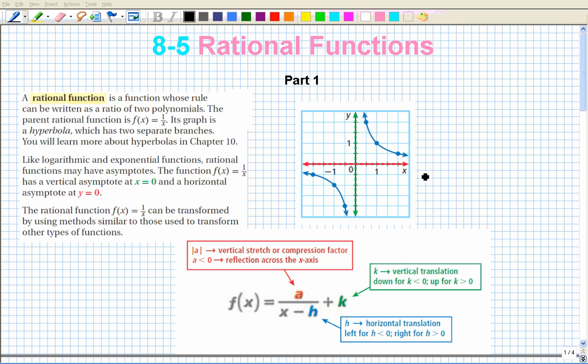The rational function f of x equals 1 over x can be transformed by using methods similar to those used to transform other types of functions. So we will be doing transformations on these as well. So you can see here, this is the transformation form for rational functions. A would be how much you're stretching or compressing. In other words, what you're multiplying the y values by. And just like before, we have this set up as x minus h, so that way it always looks the opposite of what it's doing. As far as the x values, it's going left or right. So if we saw x plus 3, that would mean we're actually moving to the left 3. If we saw x minus 3, that means we're going to the right 3. And then this plus k at the end, that's for the y values, and that's moving it up or down. So let's look at this parent function.